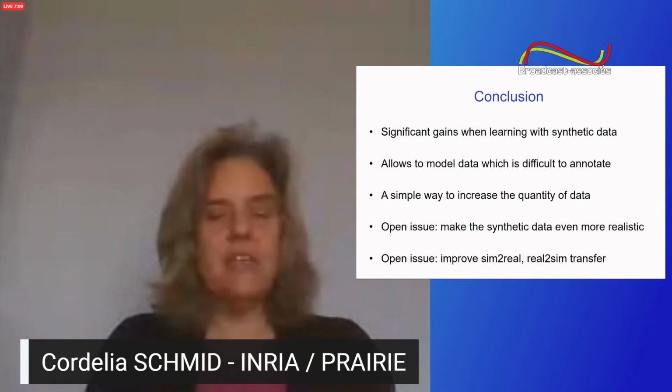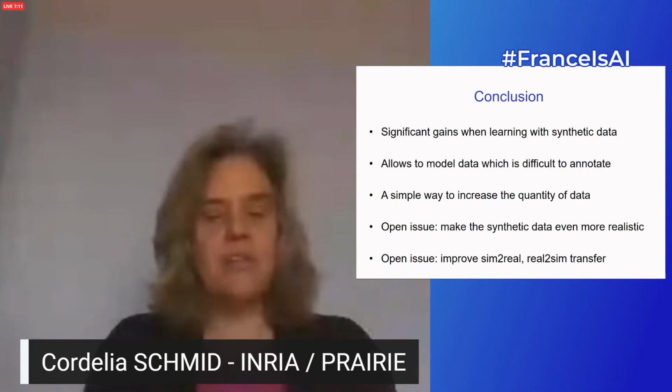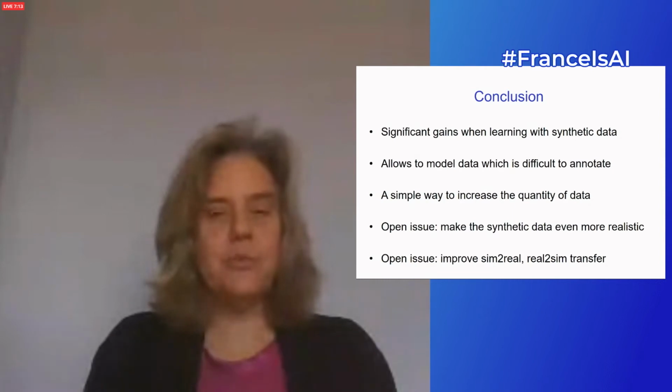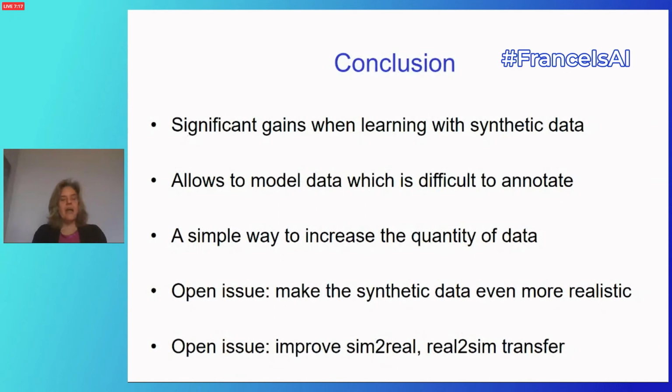We've seen in our example that the human is not always moving smoothly, is not super well inserted in the environment. Another open issue is how to improve the sim to real transfer, how to go from the simulated data to the real data. And one approach which people are currently looking at is using GANs. Another open question is how to use real data to improve the simulation.